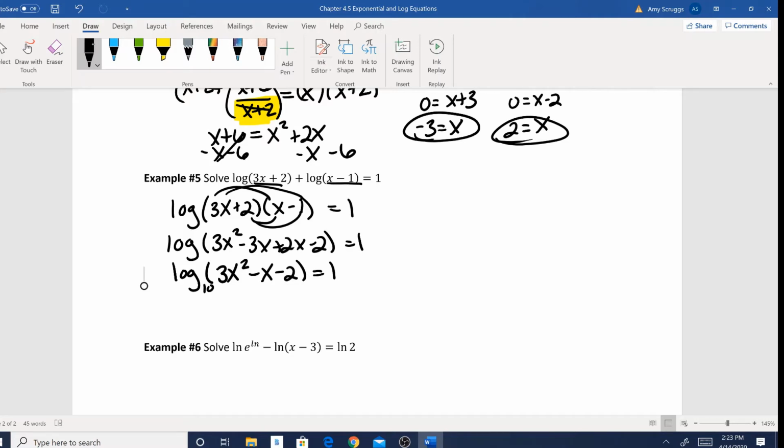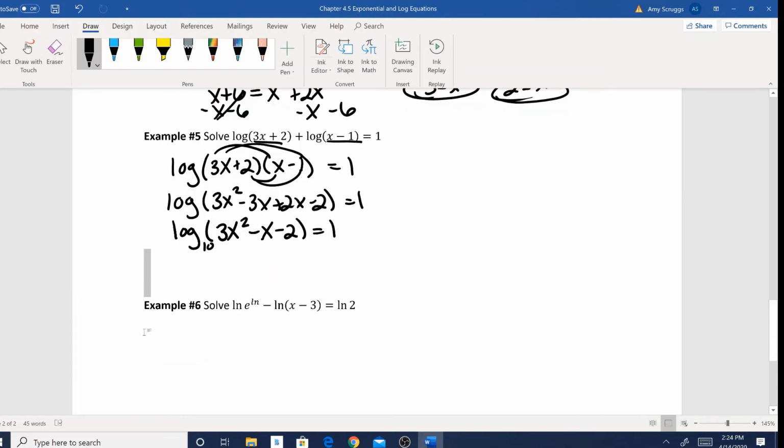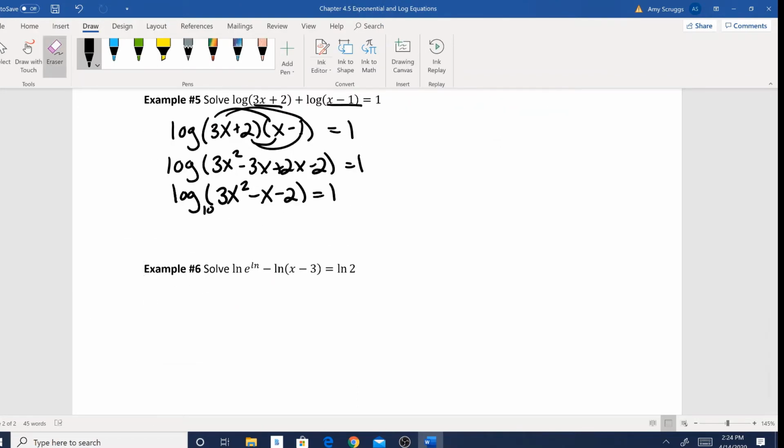So if I rewrote this as an exponent, it would actually be 10. Uh-oh. No, what happened? Don't fail me now, computer. Hold on. Get the mouse going. There we go. I think. Maybe not. All right, there we go. It would actually be 10 raised to the first power is equal to all of this stuff right here. So 3x squared minus x minus 2.